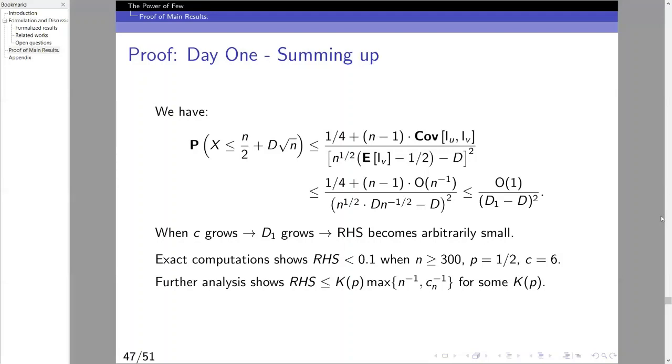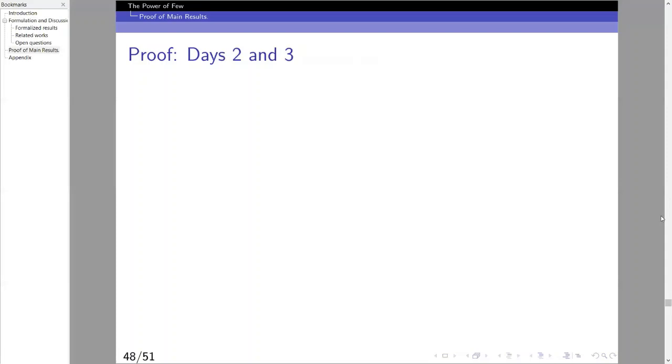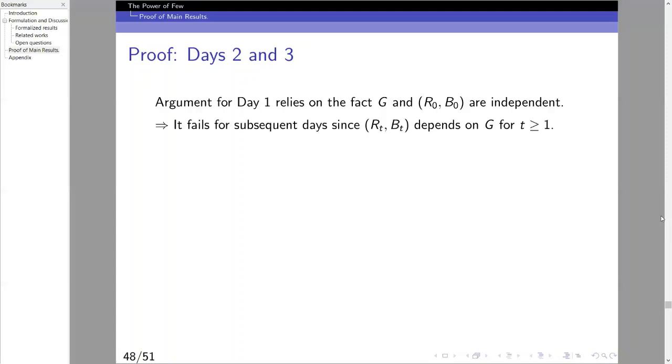Also, we'll be able to show that it is bounded above by a constant depending on p times the maximum of n inverse and c squared inverse. So that's the second theorem. So now it remains to show that red wins almost surely for the next 3 days. For the next 2 days, we cannot use the argument for day 1 because we don't have the independence of the graph and the coloring. So we use this strategy.